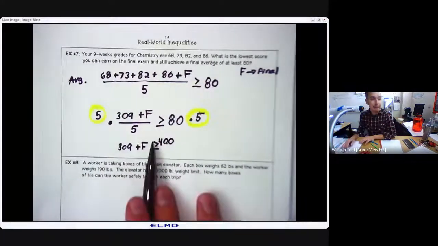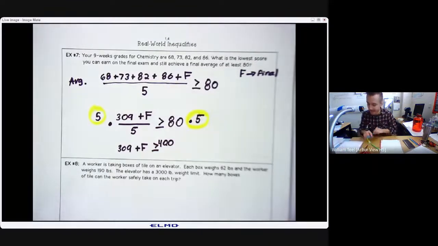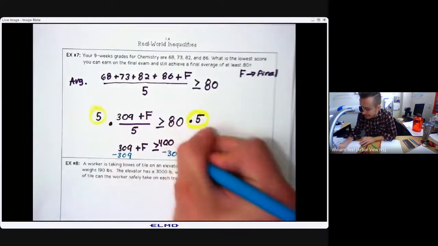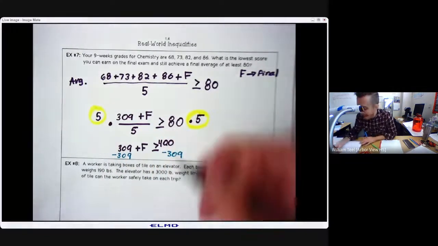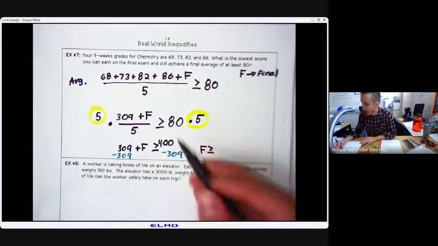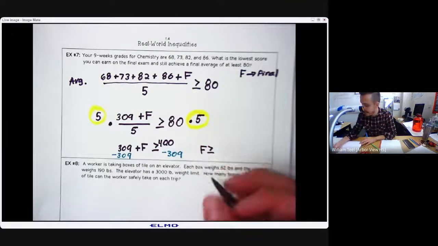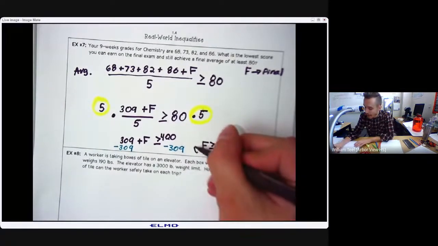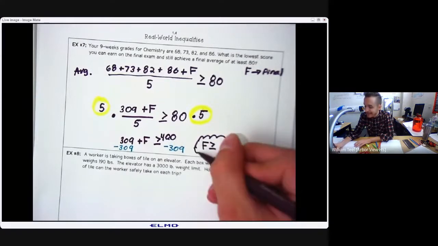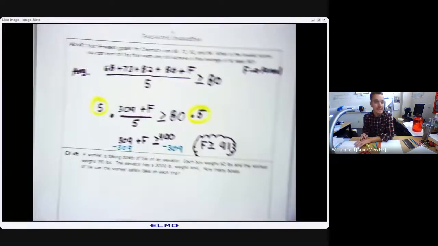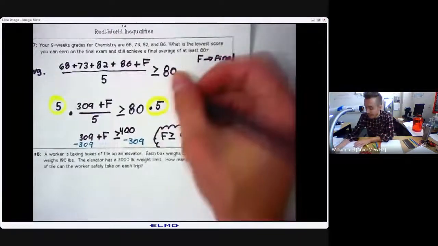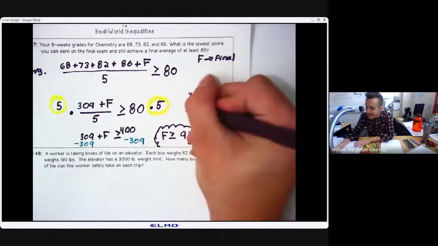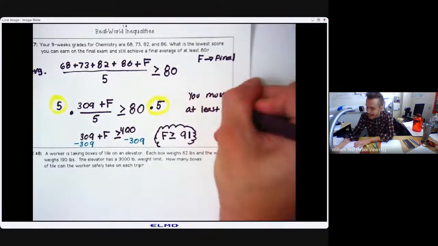All right, then to get F by itself, I'm going to subtract 309 from both sides. So I'm going to say minus 309, minus 309, and I'm left with F is greater than or equal to 400 minus 309, which is just going to give us a total of 91. So what this is telling you is that your final exam has to be at least a 91% in order for you to get an average of 80. So you must get at least a 91%.